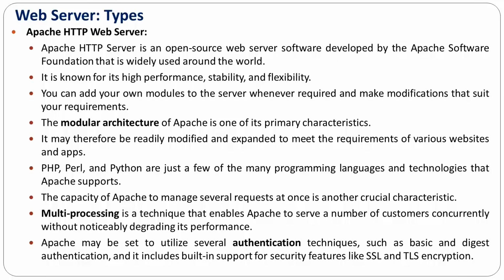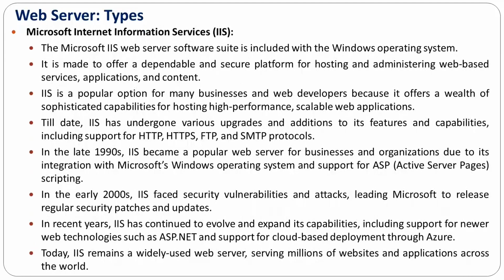Multiprocessing is a technique that enables Apache to serve a number of concurrent requests from customers without noticeably affecting the performance. Apache may be set to utilize several authentication techniques such as basic and digest authentication, and it includes built-in support for security features like Secure Socket Layer and Transport Layer Security encryption.